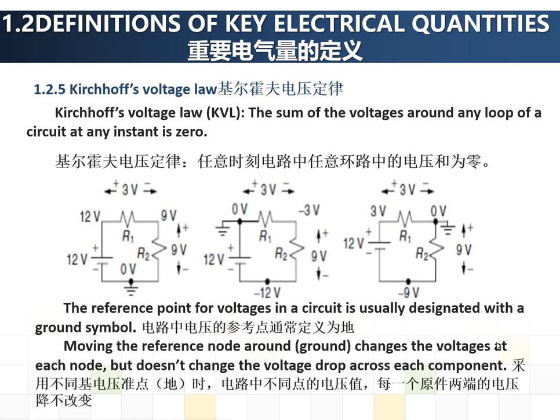Section 1.2.5 introduces Kirchhoff's voltage law. Kirchhoff's voltage law says the sum of the voltages around any loop of a circuit at any instant is zero. We can see from the graph.